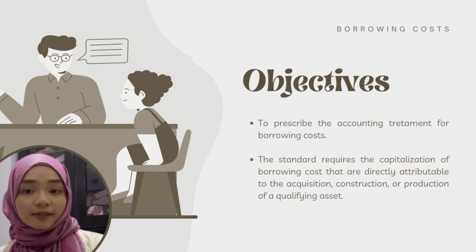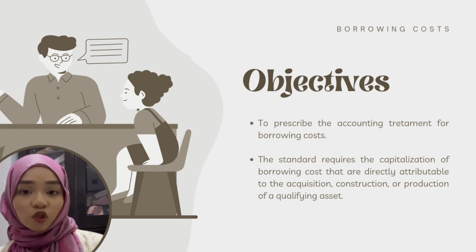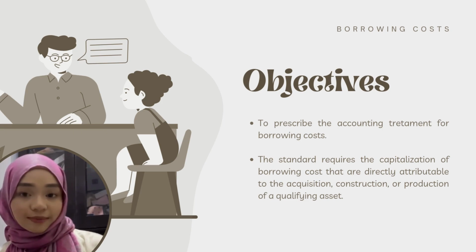It requires that if a company borrows money to get, build, or produce a special type of asset called a qualifying asset, the related borrowing costs, like interest, must be included as part of the cost of that asset. This is called capitalization. By doing this, the financial statements will show a more accurate value of the asset and give a clearer picture of the company's financial position.